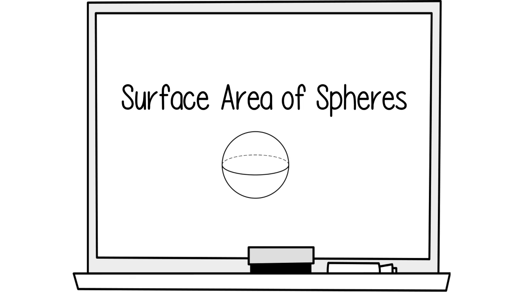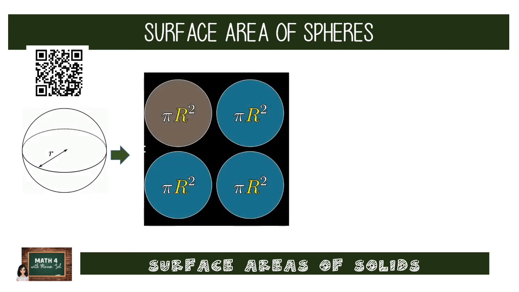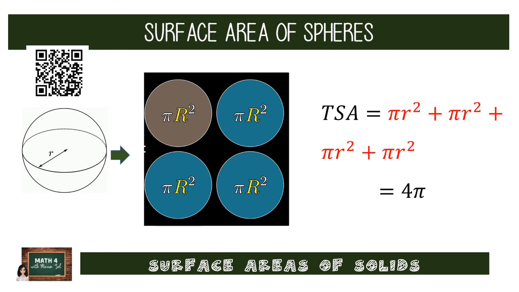Let's now go to the last formula for this video, which is the surface area of spheres. The surface area of a sphere is equal to the sum of the areas of the 4 circles that fill its surface. So that is pi r squared plus pi r squared plus pi r squared plus pi r squared. Or when simplified, that is 4 pi r squared.